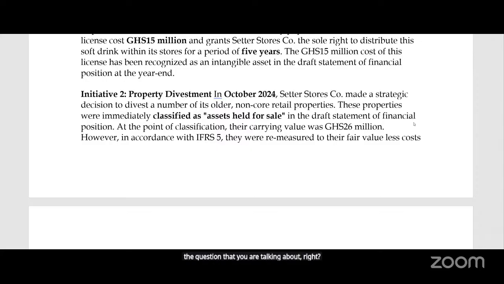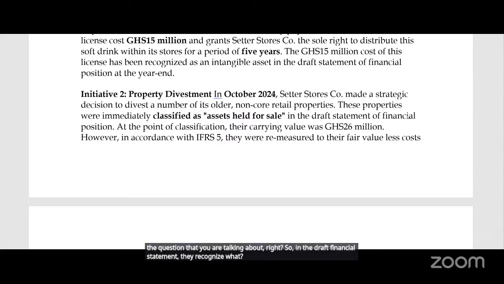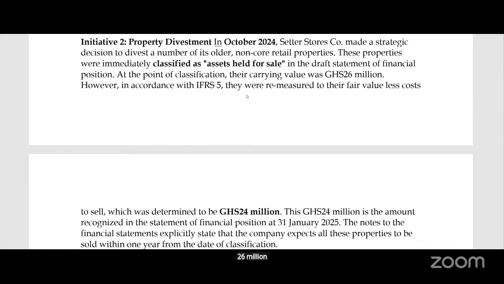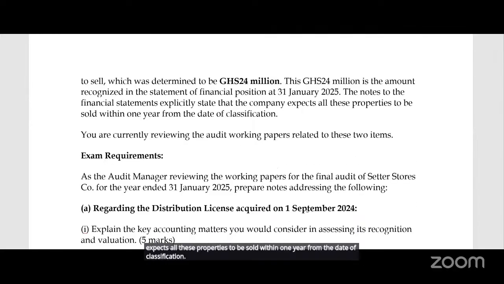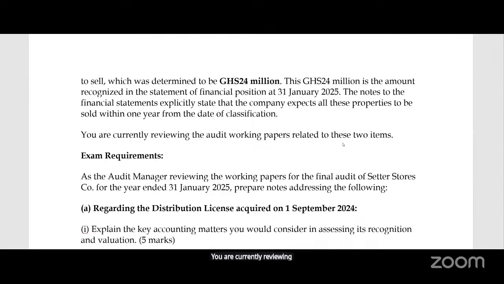So in the draft financial statement, they recognized what? 26 million. However, in accordance with IFRS 5, they were remeasured to their fair value less cost to sell, which was determined to be 24 million. This 24 million is the amount recognized in the statement of financial position at 31st January 2025. The notes to the financial statements explicitly state that the company expects all these properties to be sold within 1 year from the date of classification. You are currently reviewing the audit working papers for these two items.